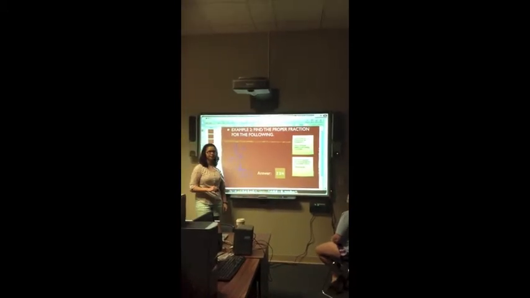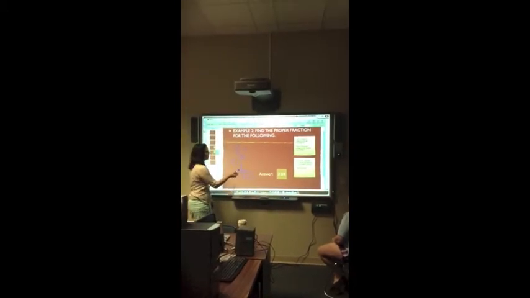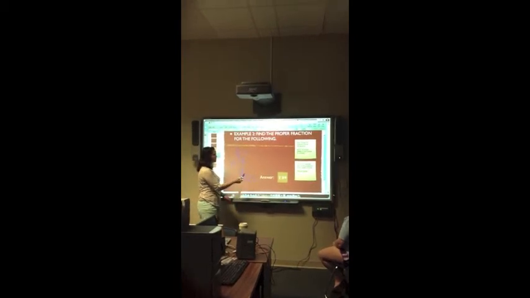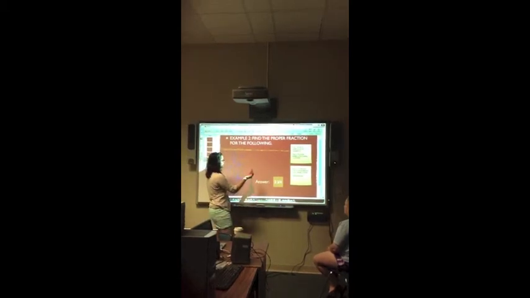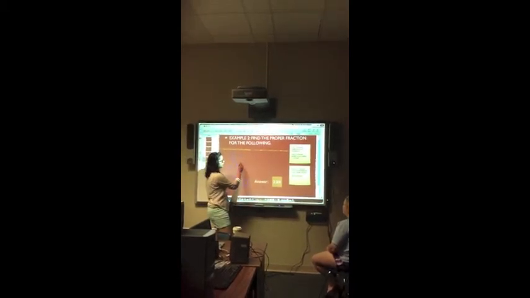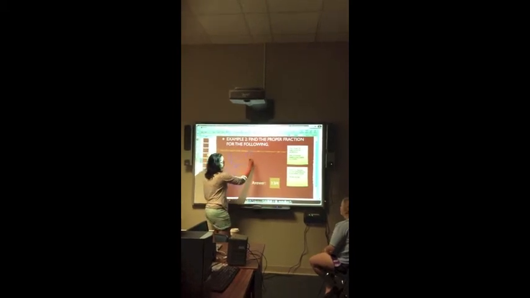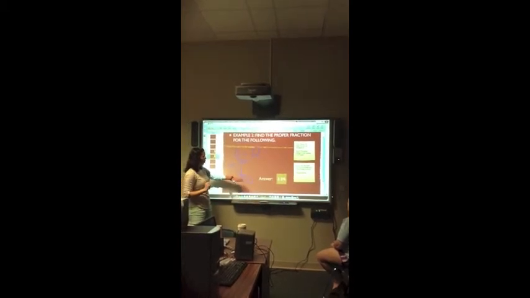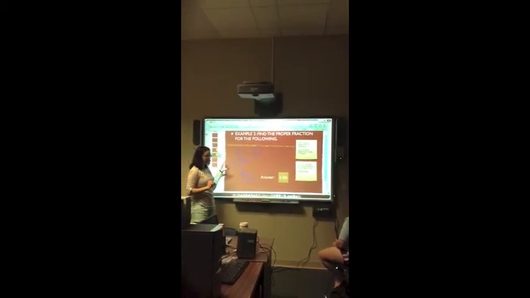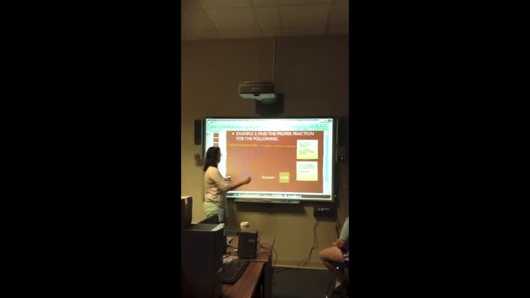Now, okay, so our leading coefficient is going to be the whole number that divides into our dividend. So in this case, it's 2. So 2 is our leading coefficient, and our fraction is going to be our remainder over our divisor, which is 3.